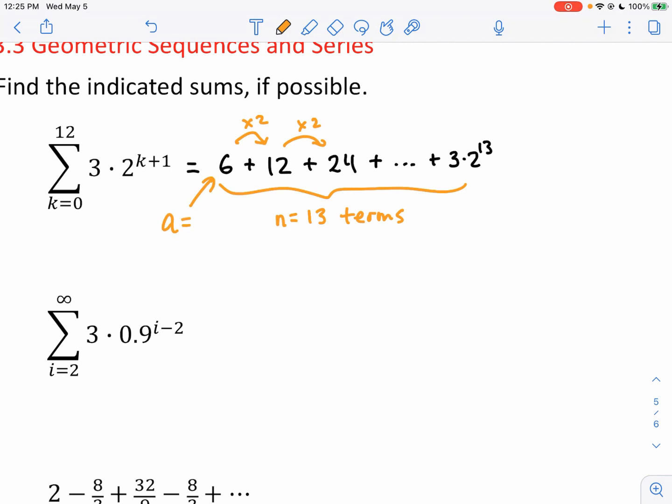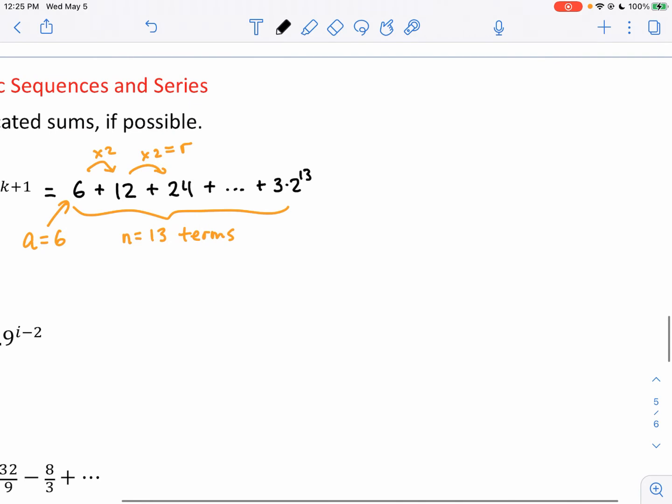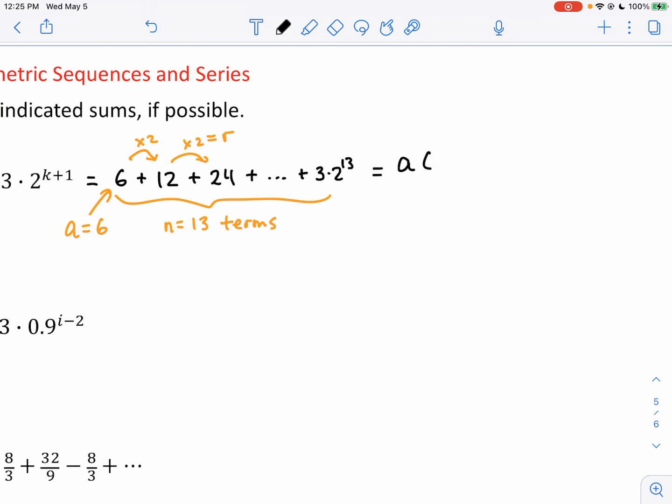The a is the first term, the a is the 6, and the r is the 2. So the fact that we're doubling by 2 is our r. These are all the different components you need to apply the formula, because the formula is first term times, now the ratio is 2, so I'm going to go with the version of the formula that has the r's first. So it's r to the n minus 1 over r minus 1. And we know all three of these numbers now. A is the first term, so a is 6. The ratio is 2, and the n is 13. So we have 2 to the 13th minus 1 over 2 minus 1.